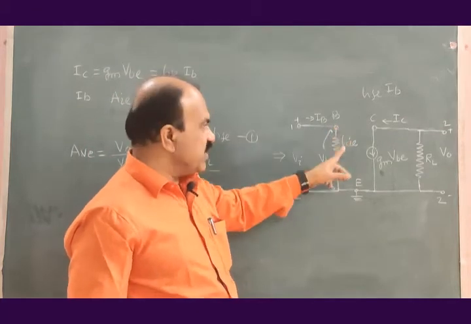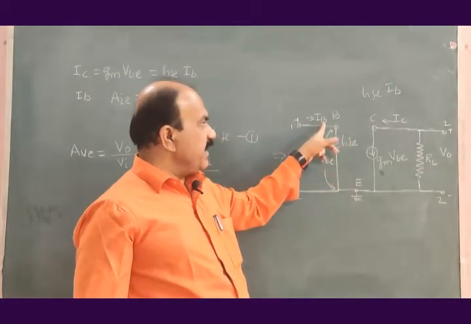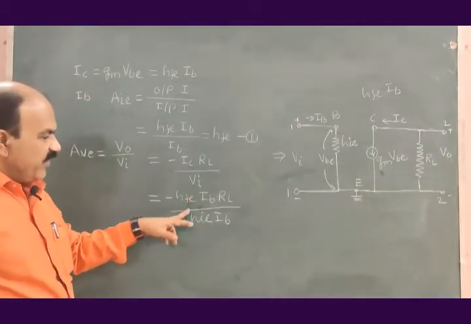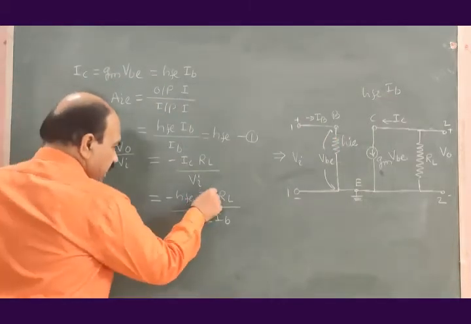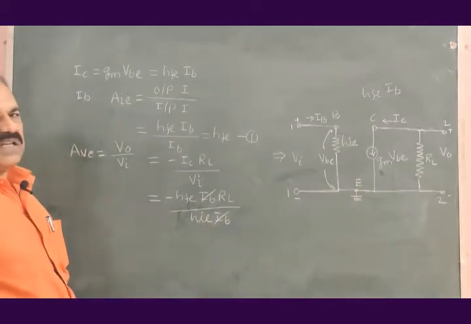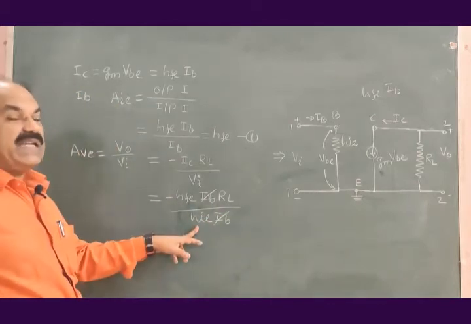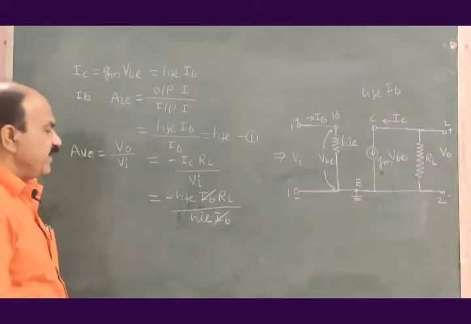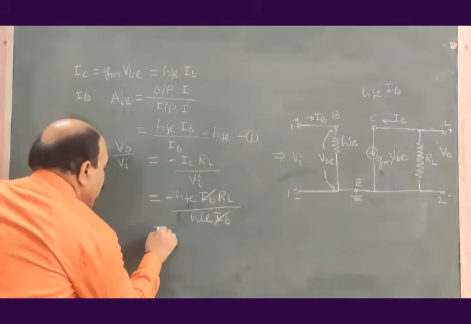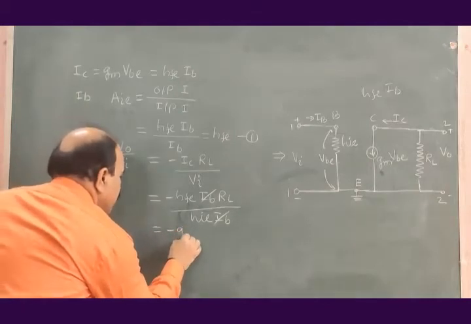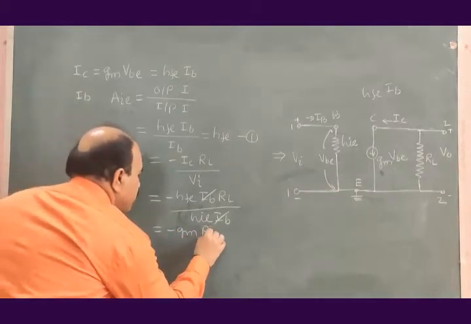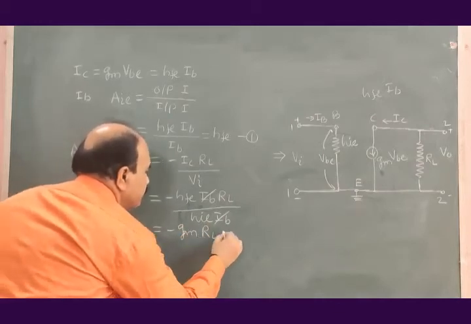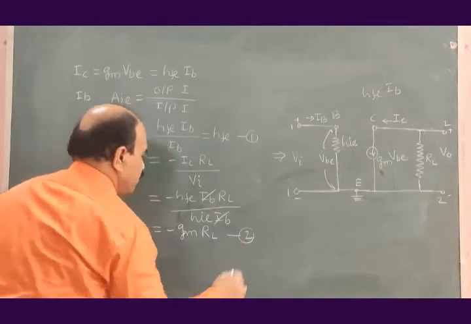And what is this voltage? HIE multiplied by base current IB. So, let me write here for VI, HIE IB. IB gets cancelled. What is HFE by HIE? HFE by HIE is transconductance GM. And therefore AVE is equal to minus GM RL. Equation number 2.